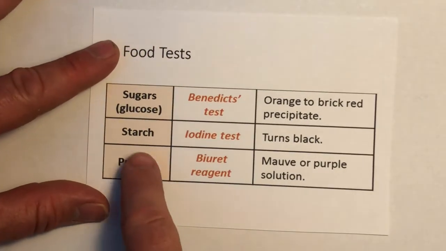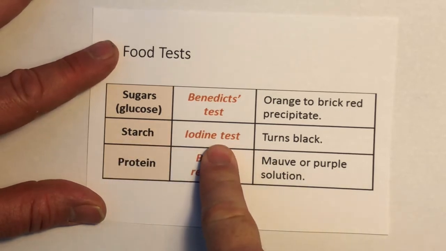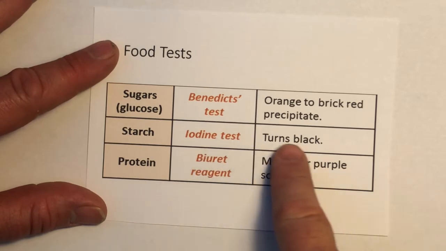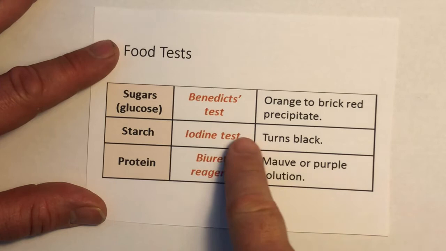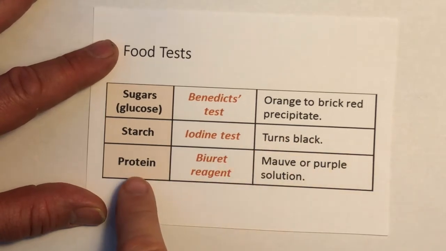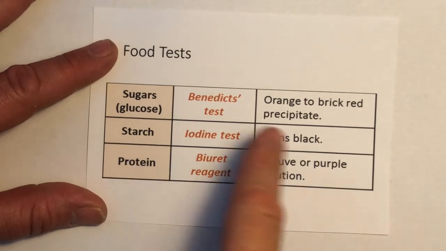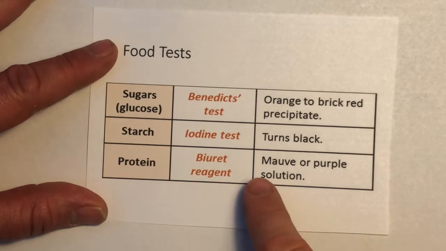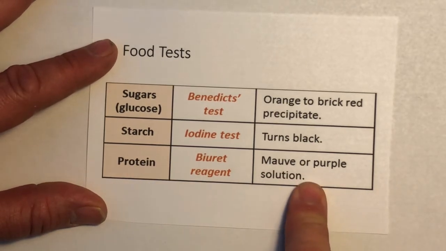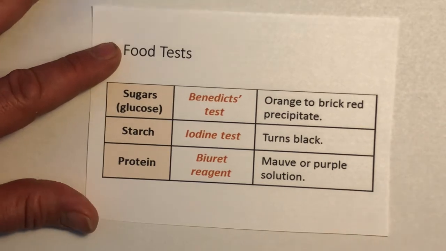The second one is the test for starch. Typical things with starch are bread and potato. If you put iodine onto bread or potato, it turns black immediately. So the starch test is iodine and it turns black. For proteins, it's the Biuret reagent. Sometimes it can come as Biuret 1, Biuret 2, or a combination one. If there is protein present, it goes mauve or purple. Mauve is a really nice, pale kind of purple colour.